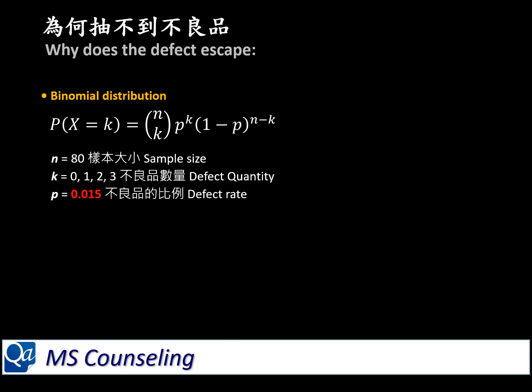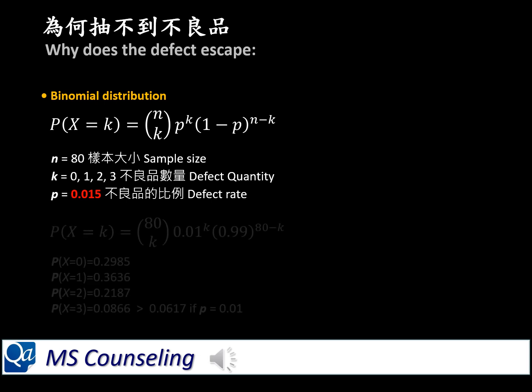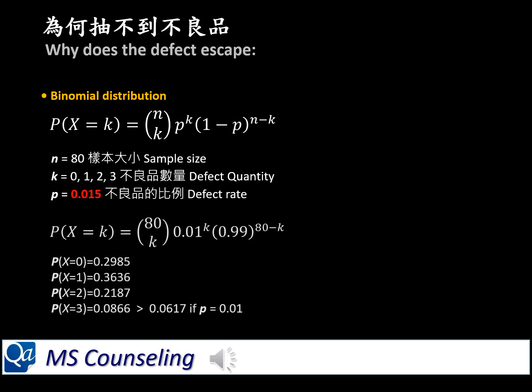The formula for calculating this chance is given here, where n is the sample size, 80 units, k is the number of defective units found, and p is the probability of each unit being defective. The AQL is 1.0%, but the actual product defect rate is p equals 0.015.